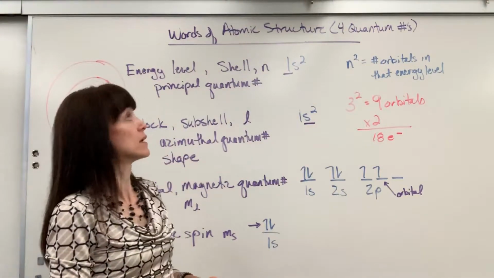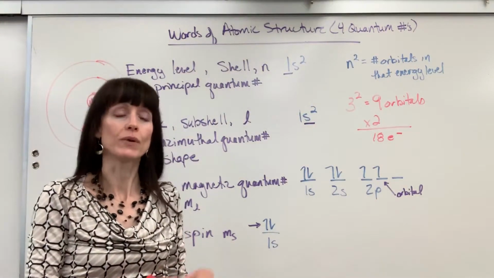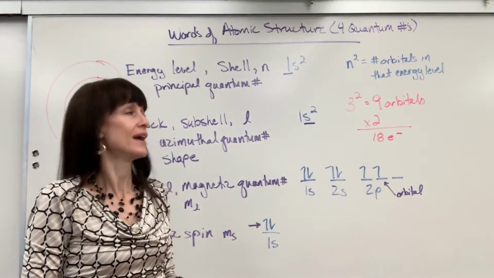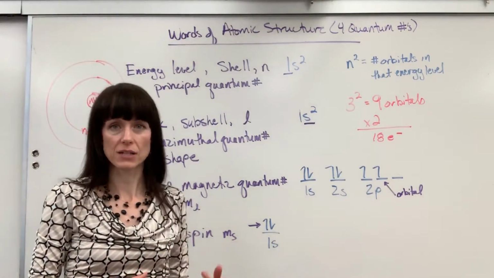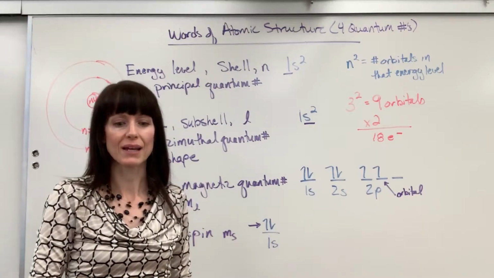So there you have it, the words for atomic structure, how we use these with electron configuration, and if we're being really, really technical, it's actually the 4 quantum numbers for any of our electrons.